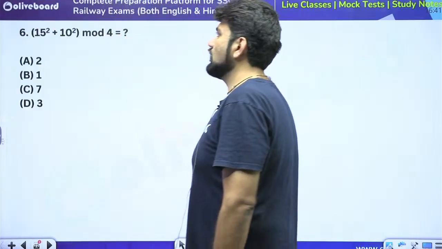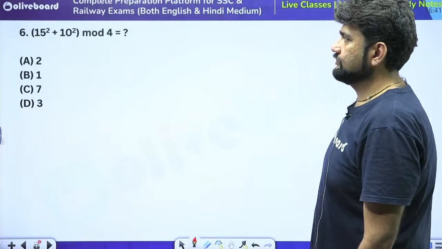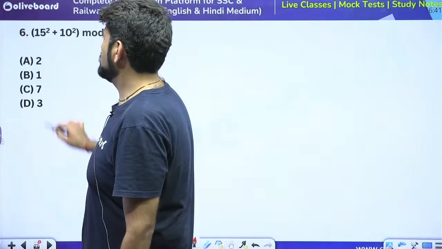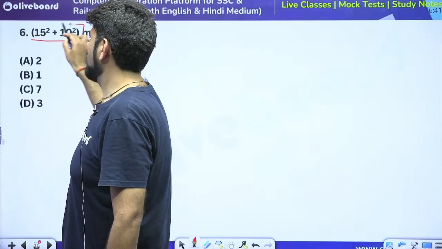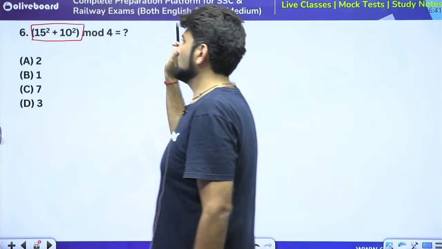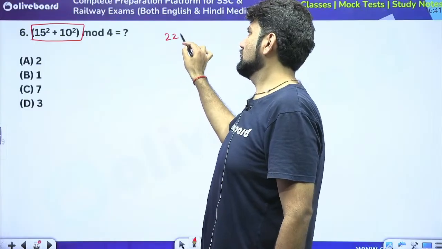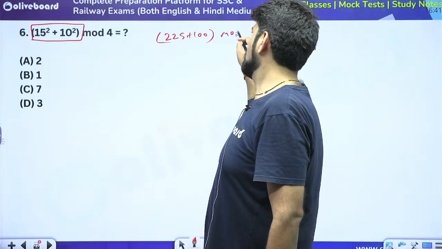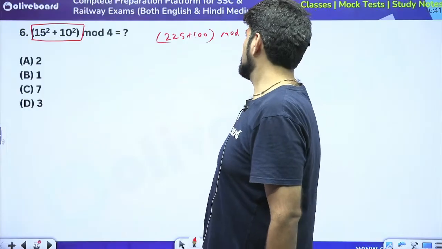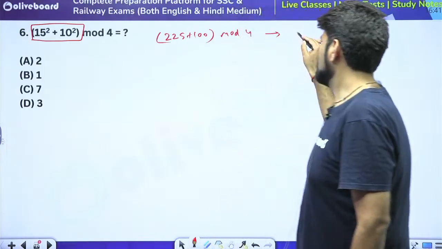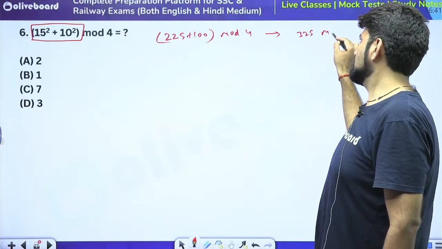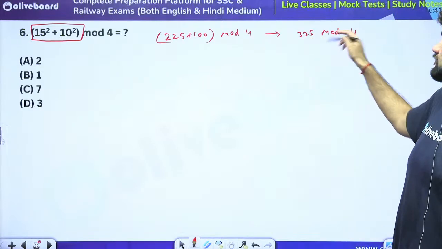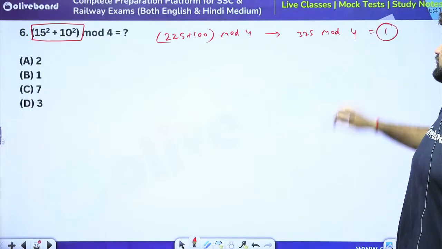Next. 15 square plus 10 square mod 4. Now this is one of those questions where even if you solve this first, shouldn't be a big problem. You can solve it with both the methods. 15 square is 225 plus 100 mod 4. Either you solve it like this. First method is 325 mod 4. That's the best approach actually. Technically 324 will be the one divisible by 4. So we'll have 1 as my answer.